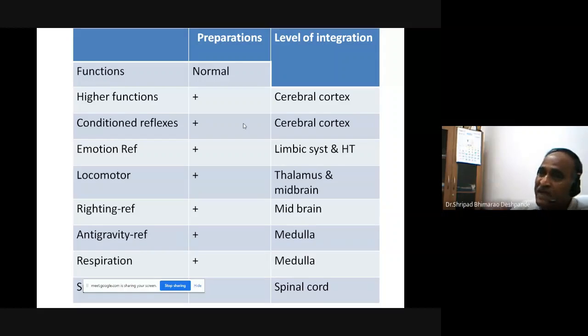So that means a pairing of the sound and the meat, the salivation. So those things are to be done. So this is called classical conditioning. There is another conditioning, maybe I will just name it, I may come to it when I talk about learning and memory. There is operant conditioning.